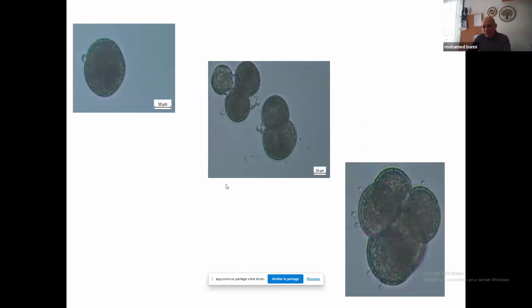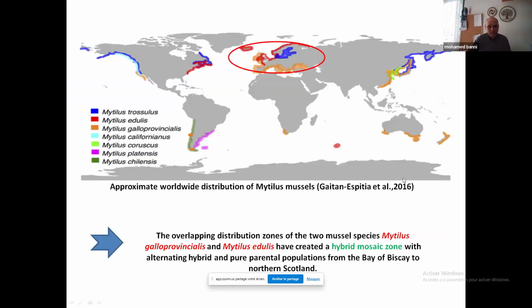So here are the first stages of development, and I want to show you, because this picture was taken in the lab. This is the first stage, then the first segmentation, then you have here something around 1, 2, 3, 4, 5, 6, 8 cells.